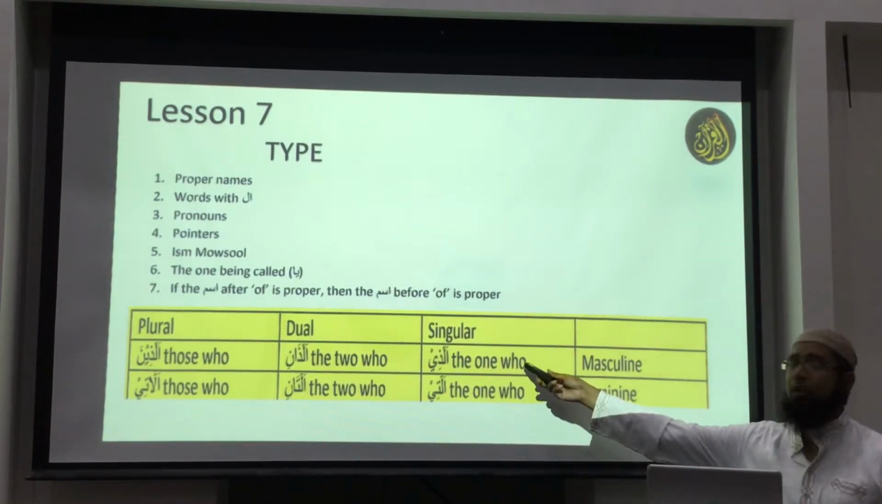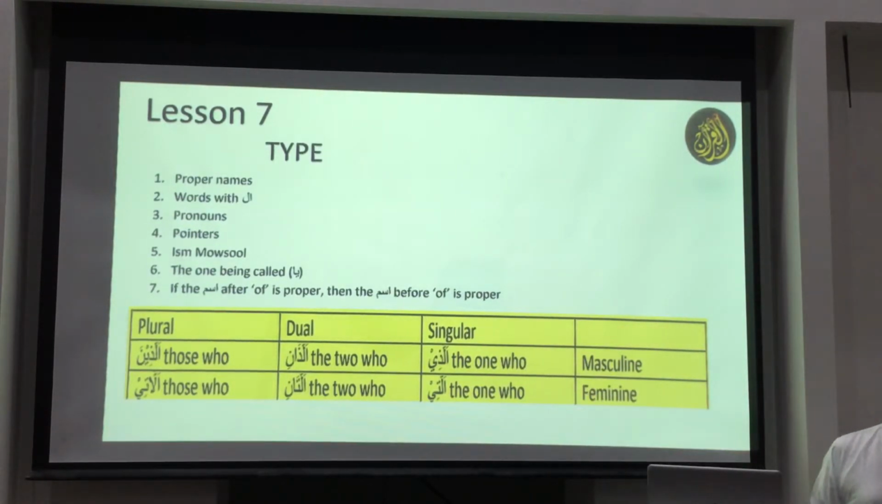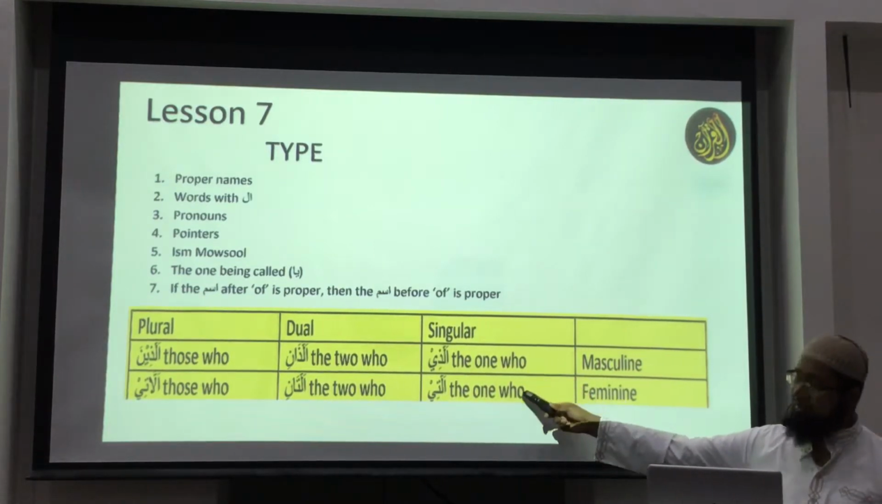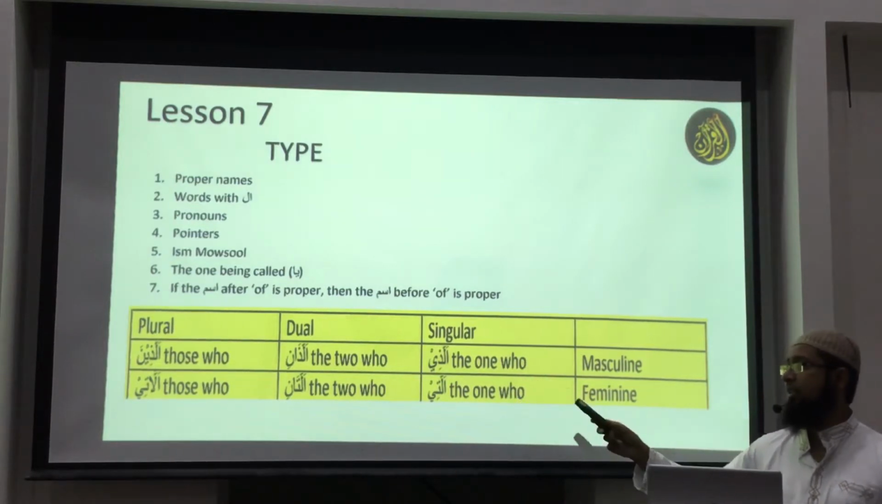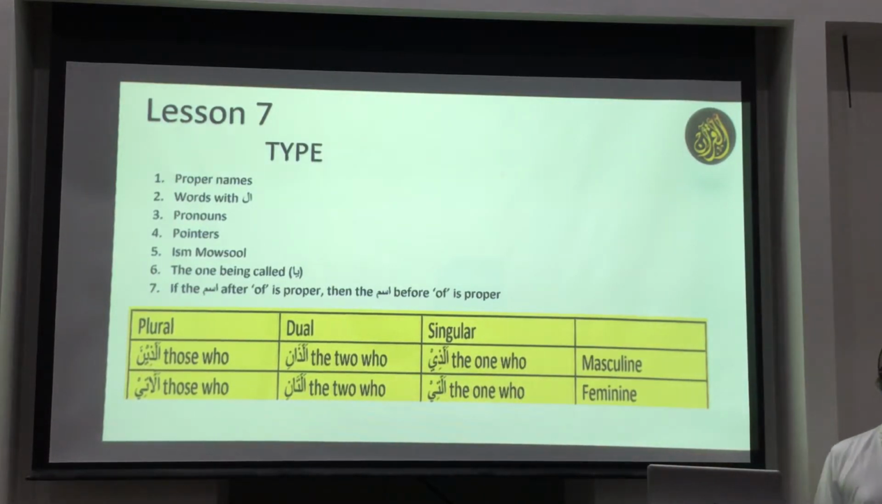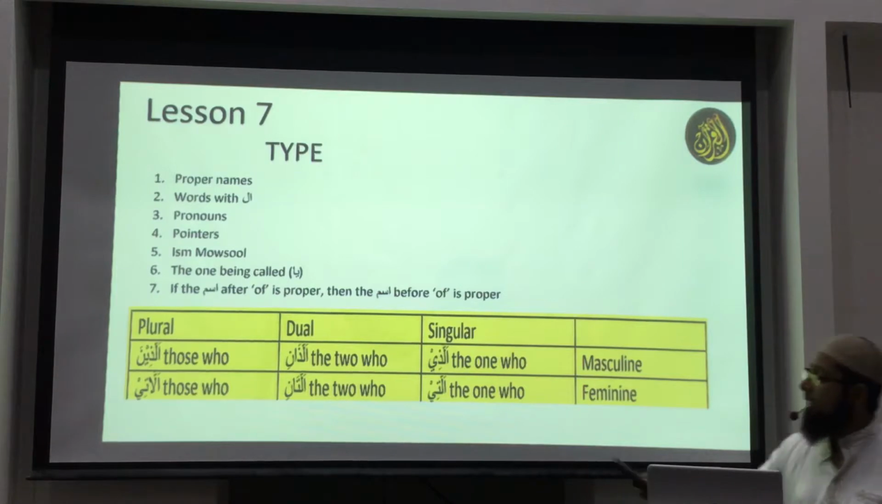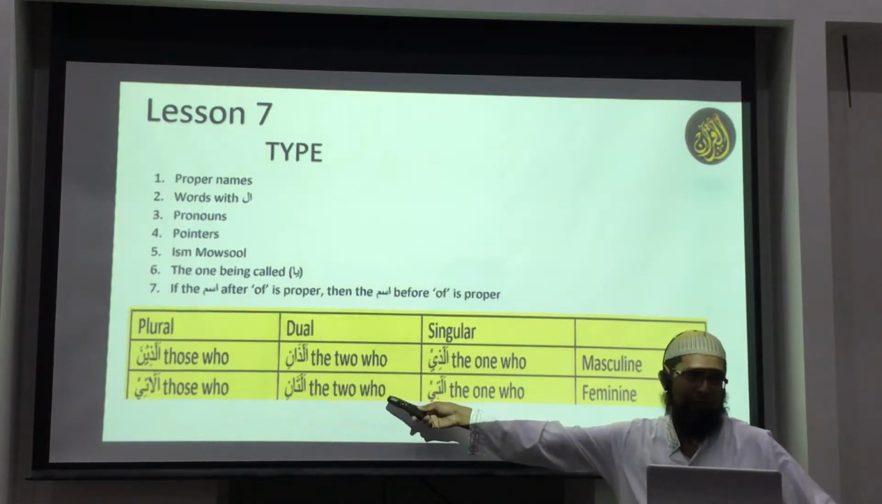So allazi means the one who, like allazi yuwaswisu fi sudurin nas. Allah is talking about the shaitan, the one who gives you waswasa in your heart. So allazi means the one who, and this is masculine. Allati is also the same thing but feminine, the one who, like allati tattali'u ala al-af'ida. These two duals never come in the Quran.